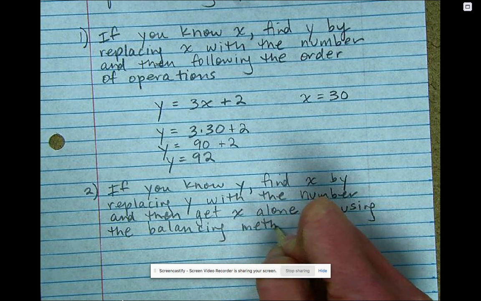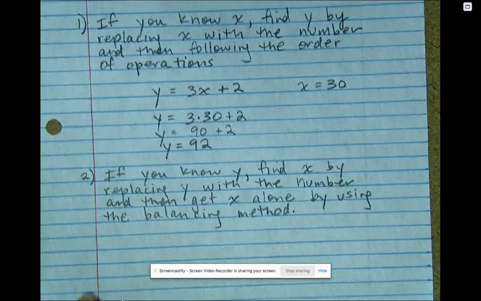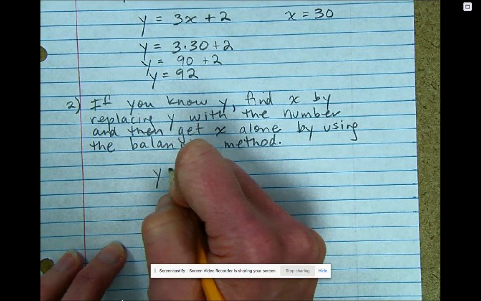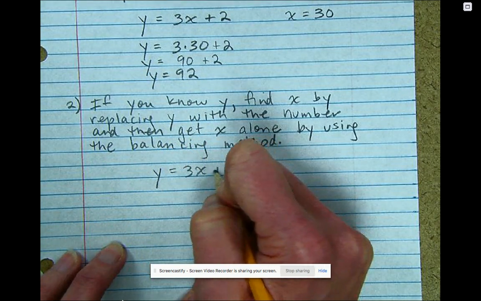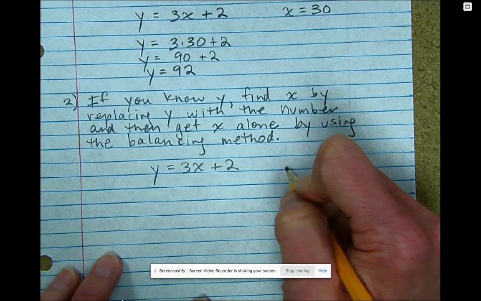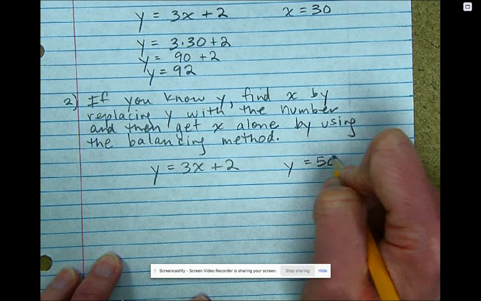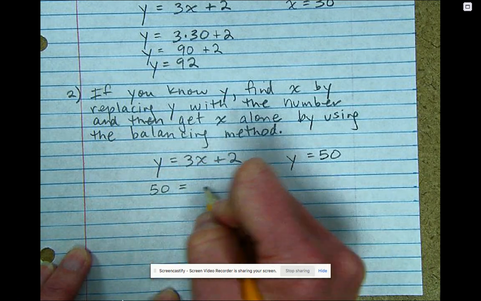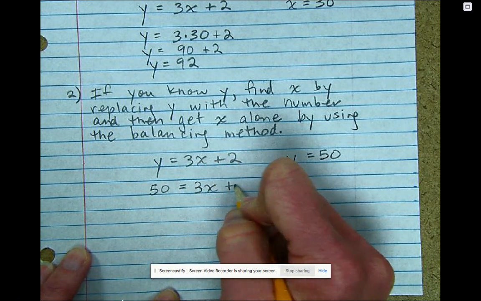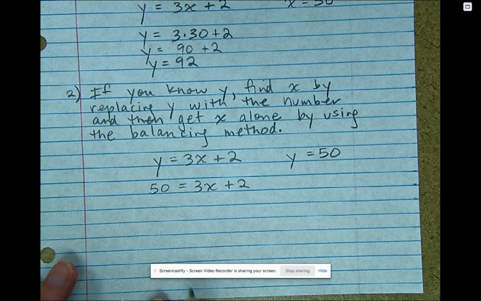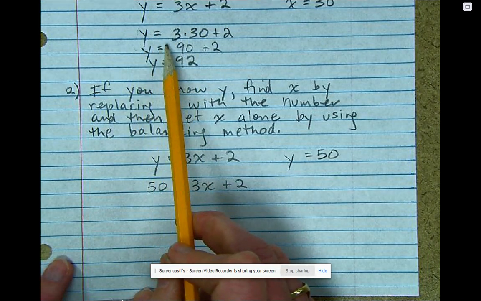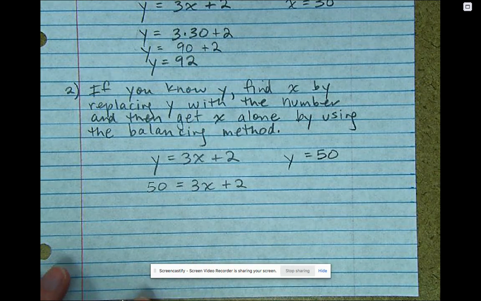Okay, so that's the balancing method we've been trying to do all week. Let's say I've got y is equal to 3x plus 2 again, and I know y has got to be 50. So I'm going to replace y with 50, and then I've got 3x plus 2. This wasn't as easy as the other one where I just had the y alone already and I just had to multiply and then add.